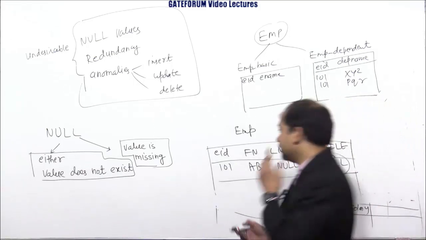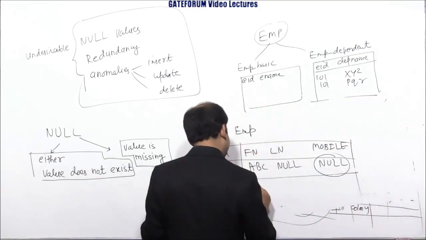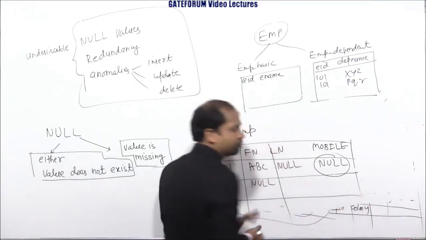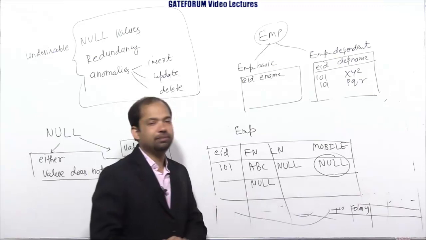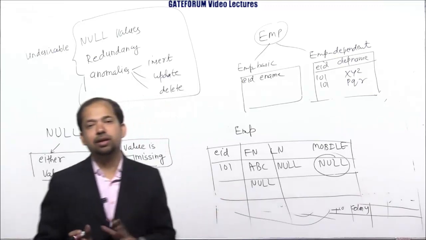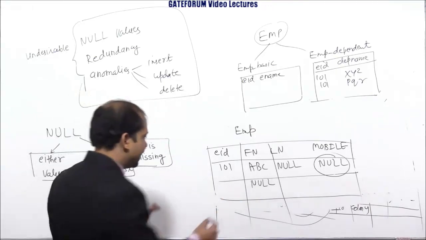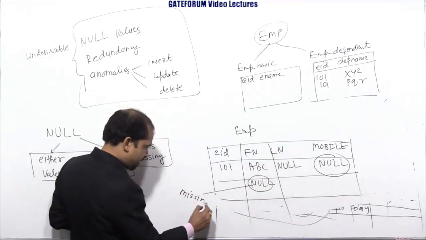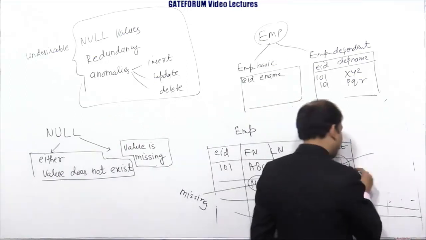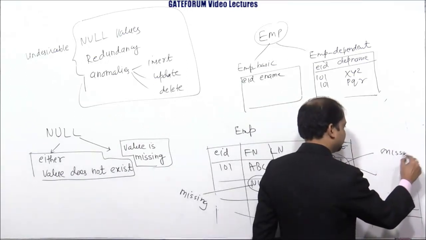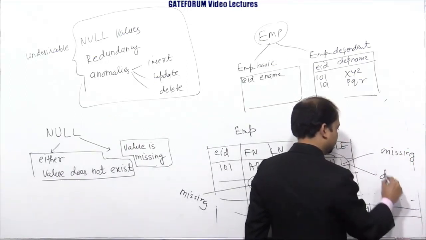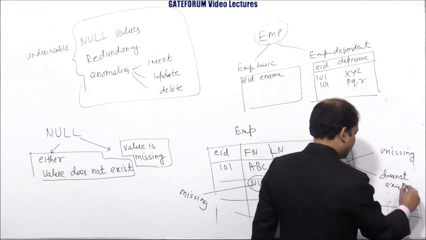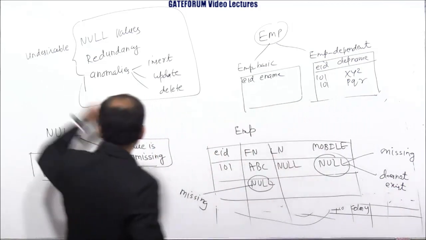Anything can happen. But suppose the first name of a person is null, then it is a case of missing, because a person must have a first name. One may not have a last name, but an employee must have at least a first name. So this null indicates missing, for sure. But the other null can be either missing or does not exist. We don't know. So this is a scenario where null comes.